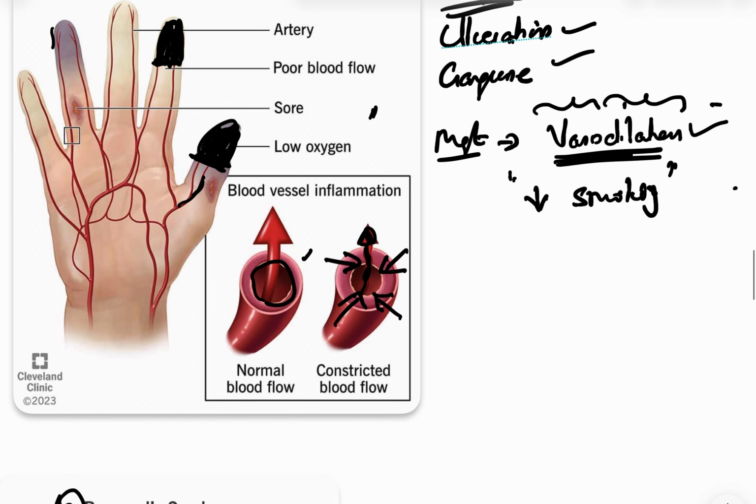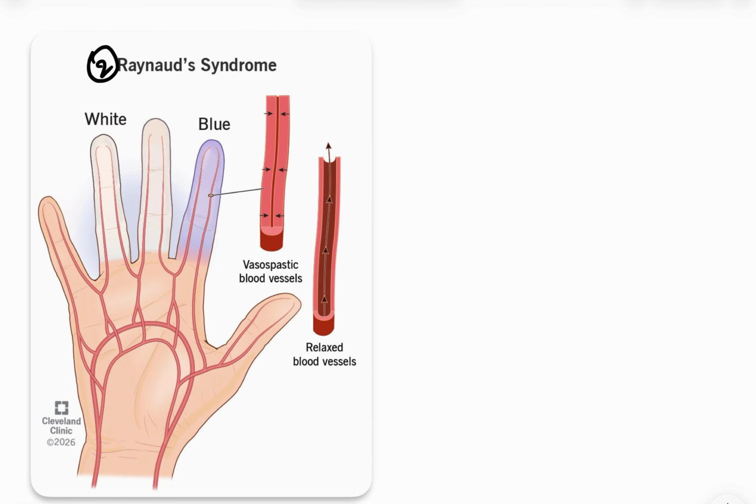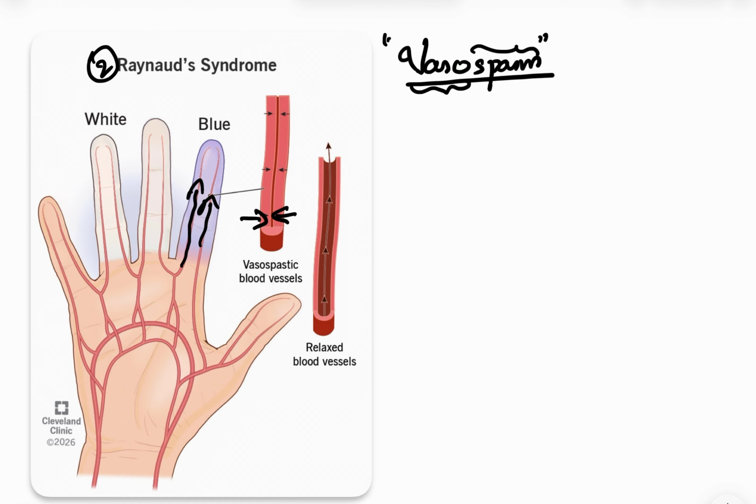Next, we are moving to Raynaud syndrome. Raynaud syndrome is also a vascular disorder, but what is happening here is vasospasm. That means there is no inflammation here, but there is a spasm of blood vessels, which is resulting in the reduction of blood flow towards the extremities. Same as Buerger's disease, but the difference is there is no inflammation happening here, but due to some other reasons, the blood vessels are contracted and there is not enough blood flow towards the extremities.